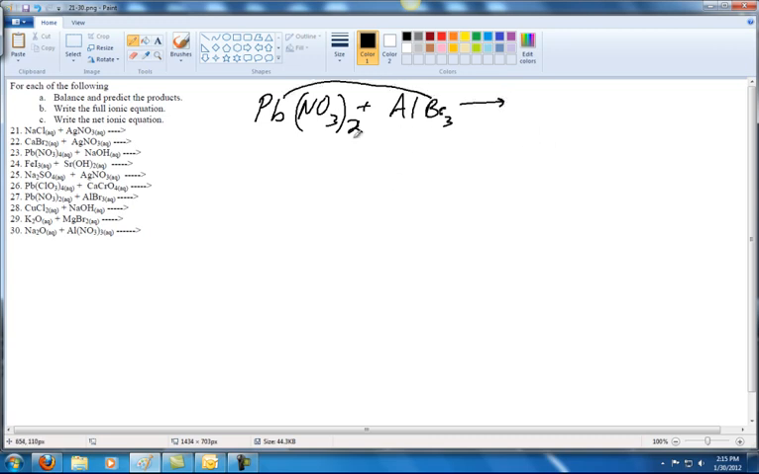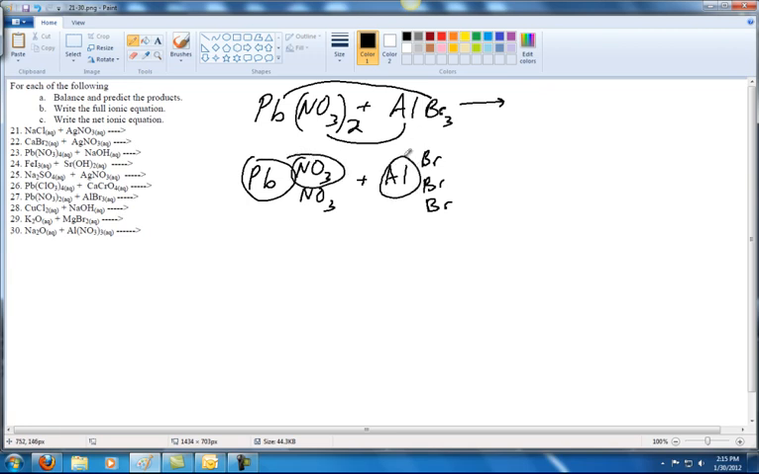So we know that the Pb will join the Br and the Al will join with the NO3. So let's take a look at what these look like so we can figure out exactly what's going to go with what. So Pb(NO3)2 looks like this, Pb with 2 NO3s, and AlBr3 looks like this with 3 Brs. Now remember that we're just going to take one of everything over to the other side. So we've got lead, nitrate, aluminum, and bromide. Those are the things that are going over.